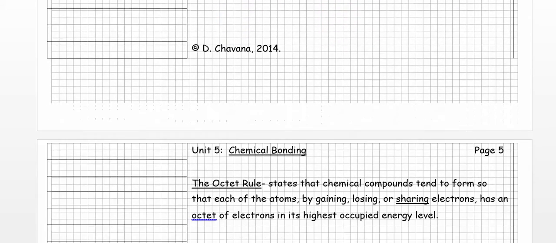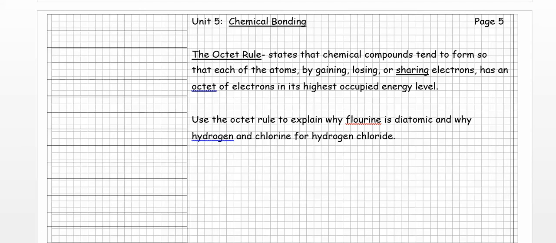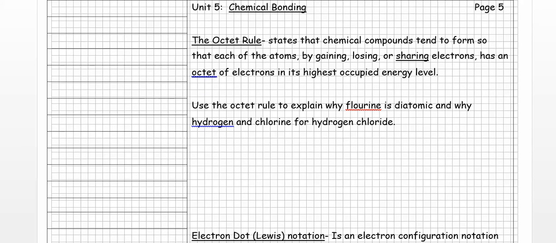All right, let's go back to the octet rule. Remember, the octet rule states that chemical compounds tend to form so that each of the atoms, by gaining, losing, or sharing electrons, has an octet of electrons in its highest occupied energy level. So the octet rule is really what is driving chemical bonding, right? Everything's trying to get to 8 electrons, with one exception, as we'll look at in just a moment, and that is hydrogen. Hydrogen actually needs only 2 electrons around it, not the normal 8.